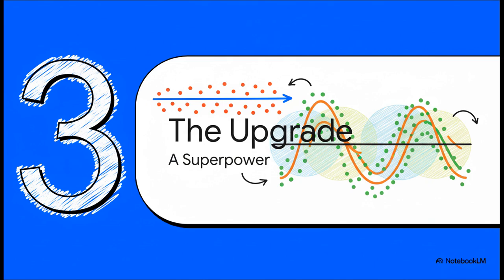Okay, so that was a failure, right? Our basic model just couldn't handle it. So how do we fix this? Well, it's time for an upgrade. It's time to give our model a kind of superpower that will finally let it see the world in curves.